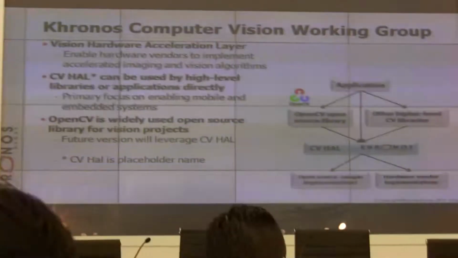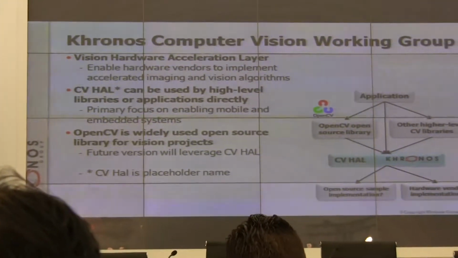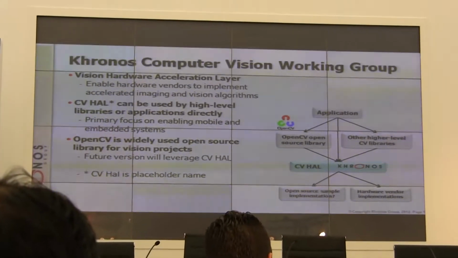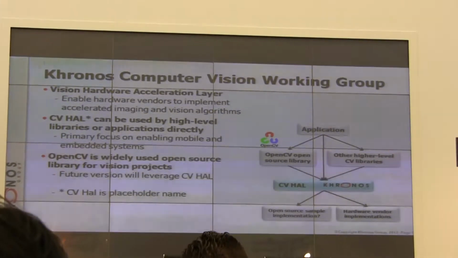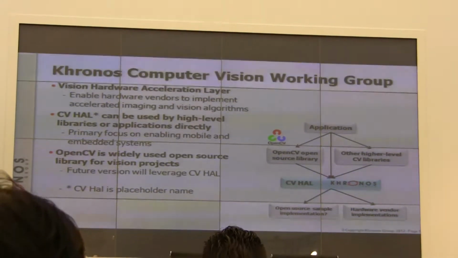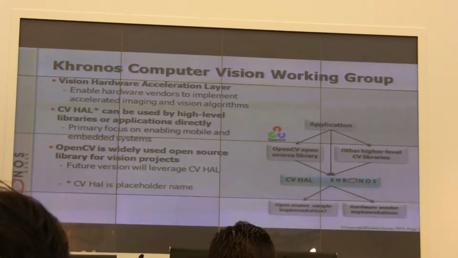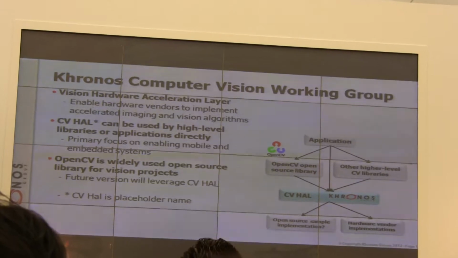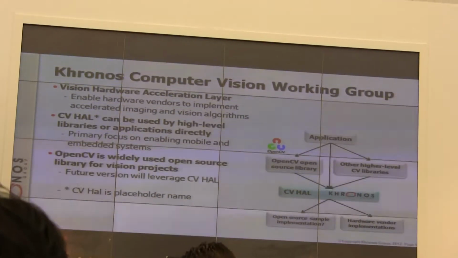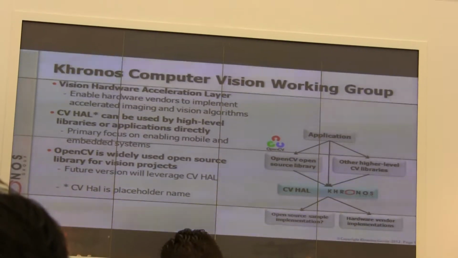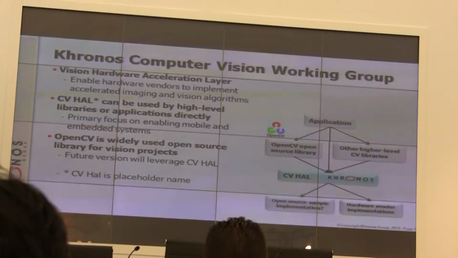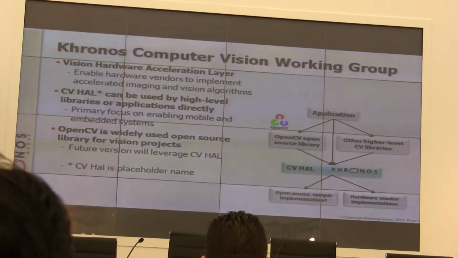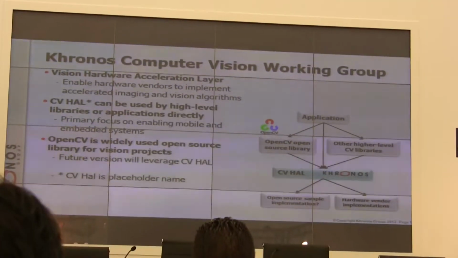To address that problem, Khronos has just started a new working group which is temporarily called CVHAL, Computer Vision Hardware Acceleration Layer. We'll think of a better name. But the idea is we're going to figure out which are the key vision operations that we need to enable the hardware community to put into accelerated hardware, and to enable applications or libraries like OpenCV or other libraries to tap into that highly accelerated vision functionality.